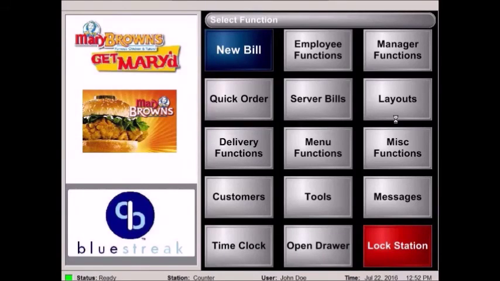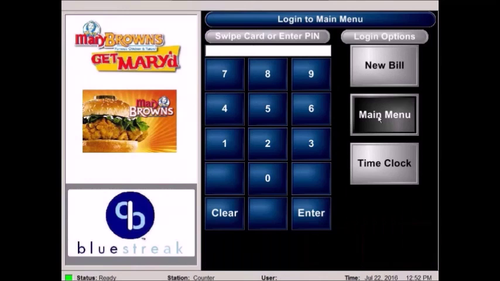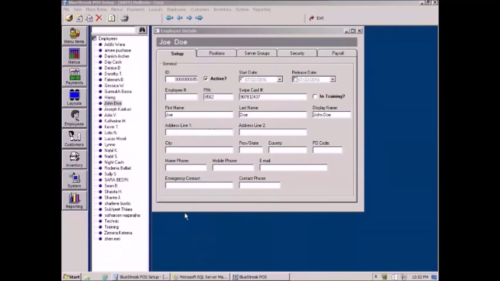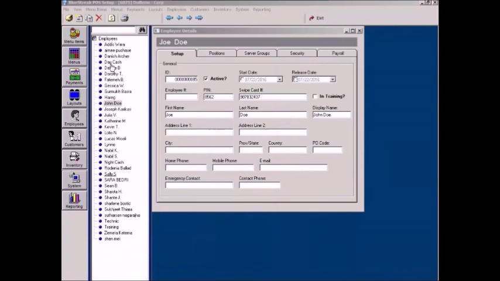Let's go back into our back office software. Okay, so if there are no more questions on employee setup, we're going to move over into inventory now.